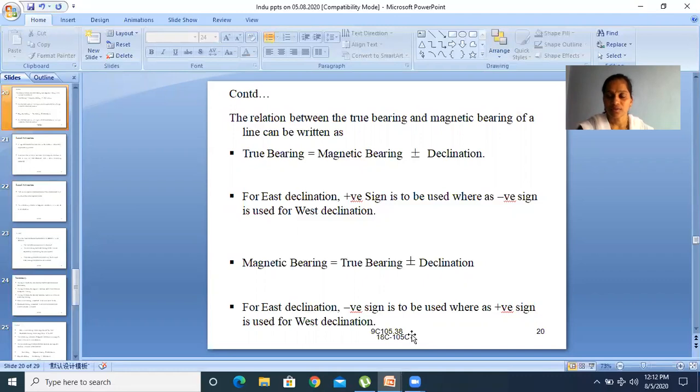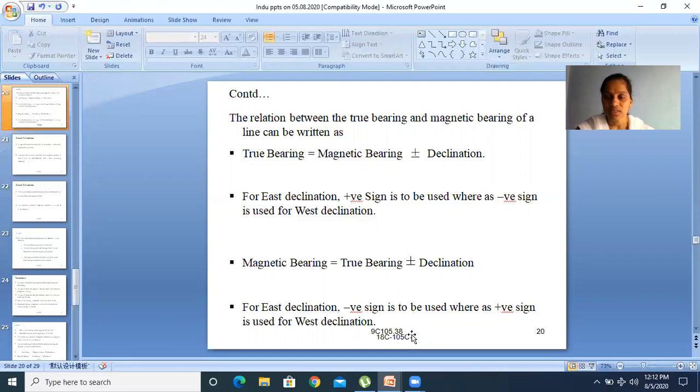And also we have covered the important topic called designations of the bearings. That is whole circle bearing and quadrantal bearing, and the conversion rules from one designation to another, from whole circle bearing to quadrantal bearing and quadrantal bearing to whole circle bearing. So the rules for conversion also we have seen in the last class. Hope you all have gone through that. Hope you all understood. Is it okay?